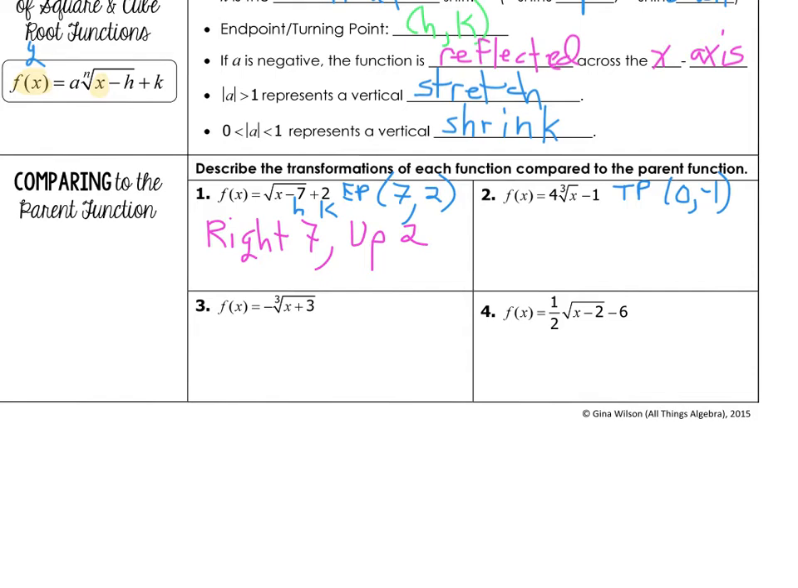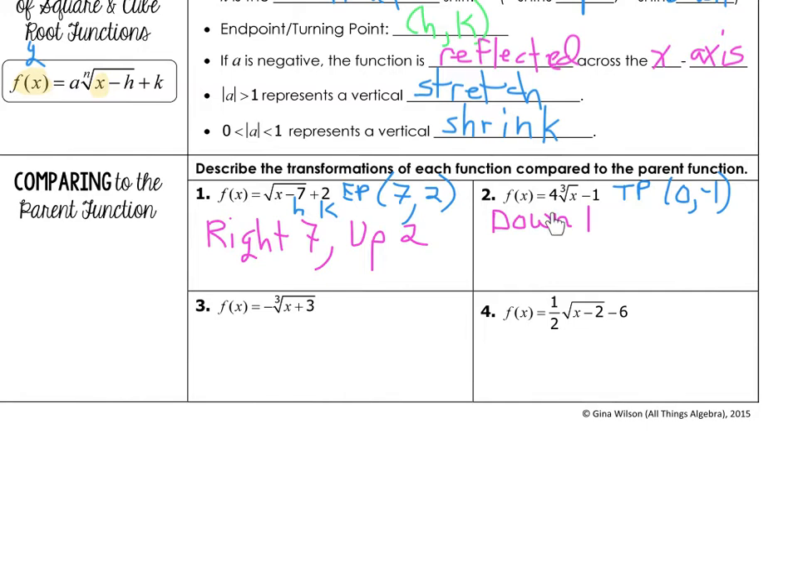So then let's describe the transformation. Right now there is no right or left shift. Because there isn't one, we don't have to talk about it. But this -1 creates a shift. It's outside the function, so that's up or down. Because it's negative, it's going to go down 1.